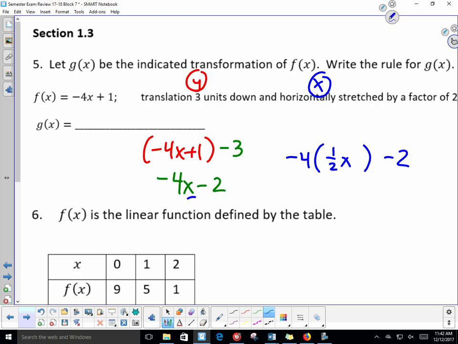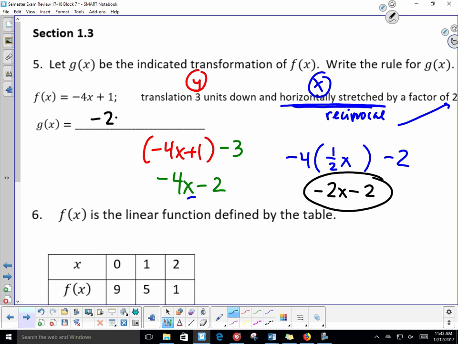Because it's opposite. Anytime we have a horizontal stretch or compression, we need to use the reciprocal. We have to flip whatever factor we have. So what would that simplify to be for us, Ashton? Negative 2x minus 2. Perfect. That is your final function. That is g of x: negative 2x minus 2.